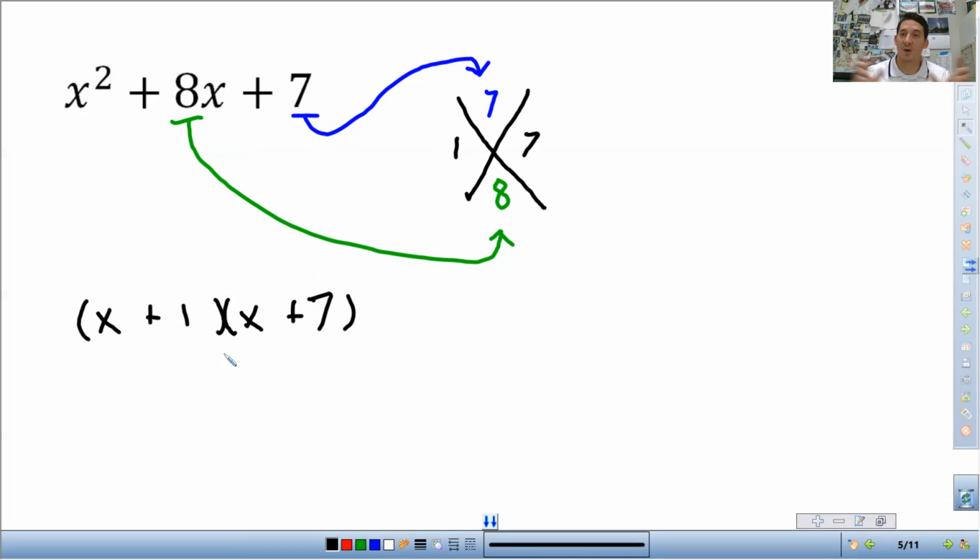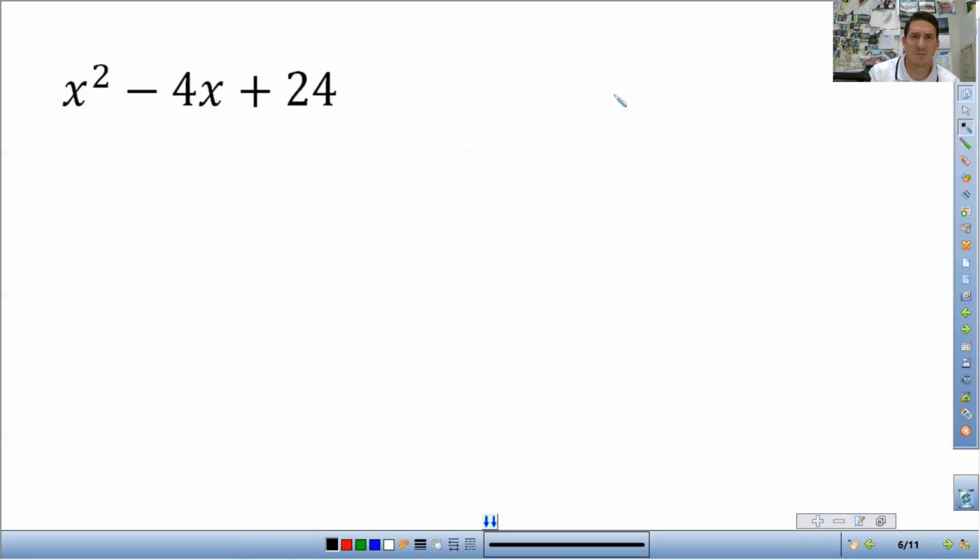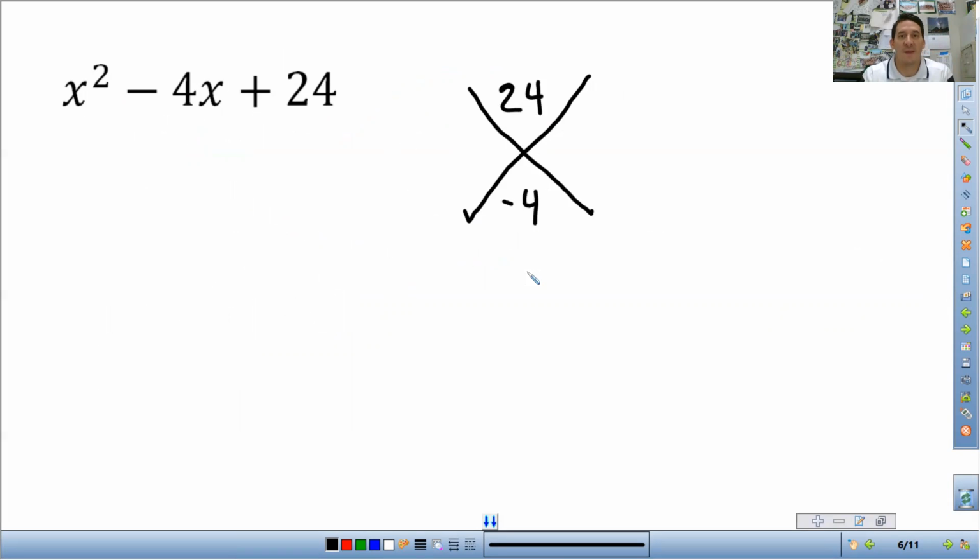So remember, we are just undoing multiplication. If you need to check your answer, you can multiply this out, and after you simplify, you get this. So we are undoing multiplication. So okay, another example. So 24 on top, negative 4 on the bottom.